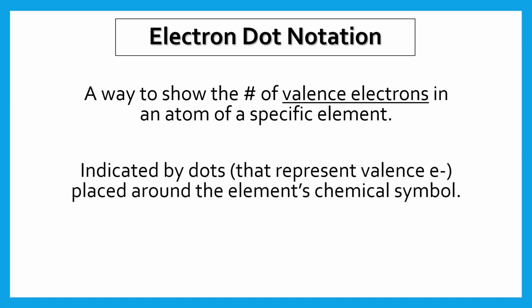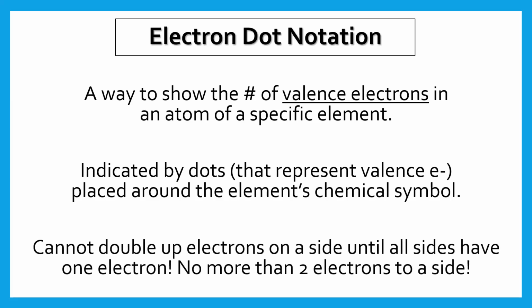So we're going to use dots around the element symbol to represent the valence electrons. Just make sure that you have the correct element symbol, with upper and lowercase correct. Also make sure your dots are big enough that you can see them, and I can see them, but not so big that they're obnoxious. You cannot double up electrons on a side until each side has one electron. So every side must have one electron before you can double up, and you can have no more than 2 electrons per side.